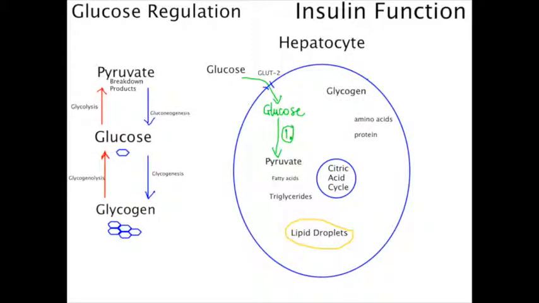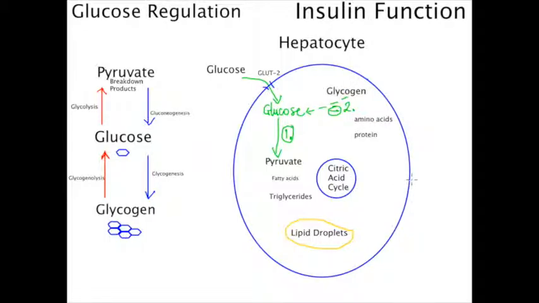Now, normally in a hepatocyte as well, we've got the ability of glucose to be stored as glycogen and also the ability of glycogen to be broken down into glucose. Insulin, however, has a negative effect on the breakdown of glycogen into glucose. So we actually have an inhibitory effect here, which is step 2 of insulin function on the hepatocyte.